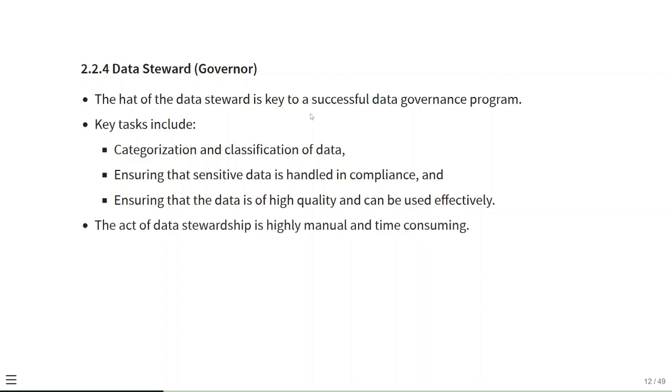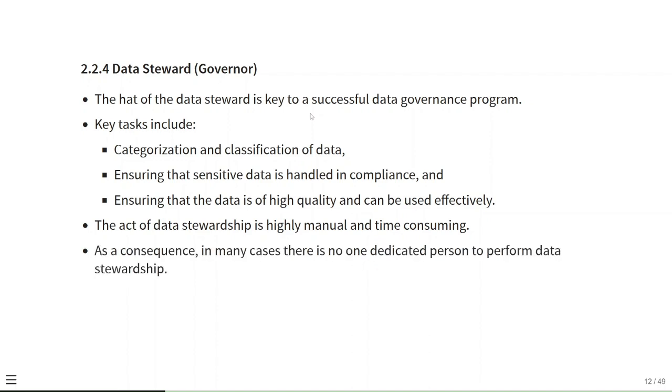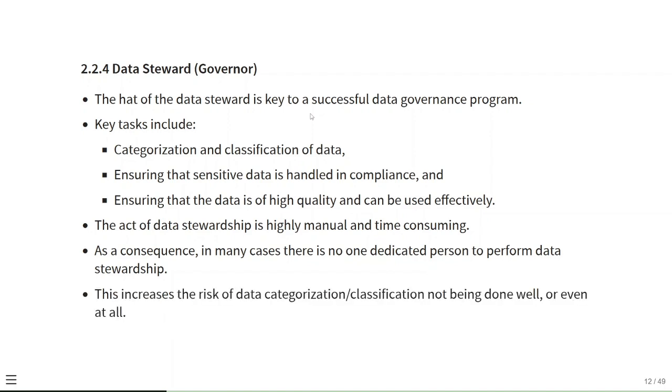The act of data stewardship is highly manual and time-consuming, and as a consequence, in many cases there is no one dedicated person to perform data stewardship. This increases the risk of data categorization and classification not being done well or even at all. And this is a huge risk because the categorization and classification of data is one of the key parts of the data governance program as a whole.